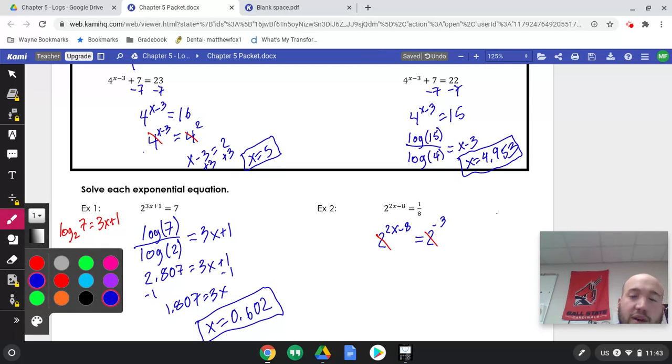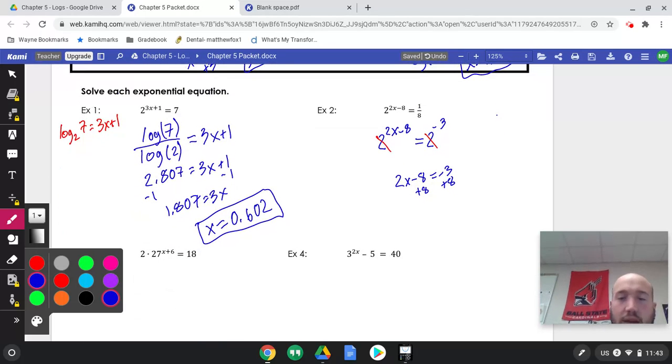And so from here, all we have to do is 2x minus 8 equals negative 3. We're going to add 8 to both sides, and that will result in 2x equaling 5. Divide by 2, and we get x equals 5 over 2.